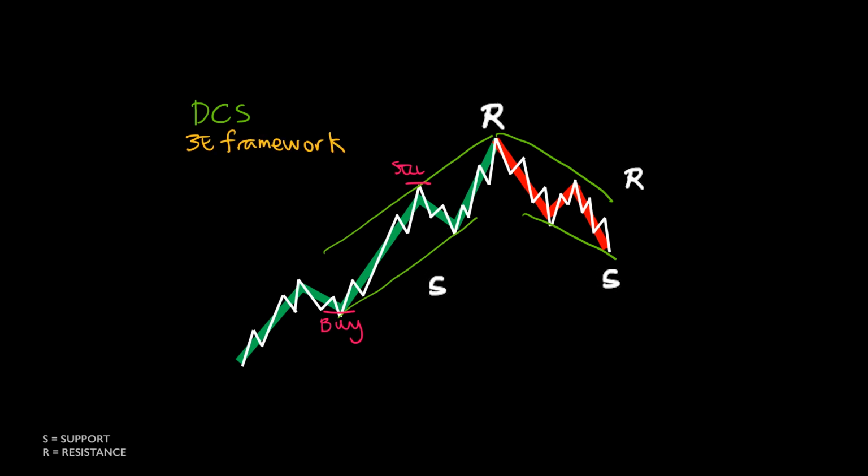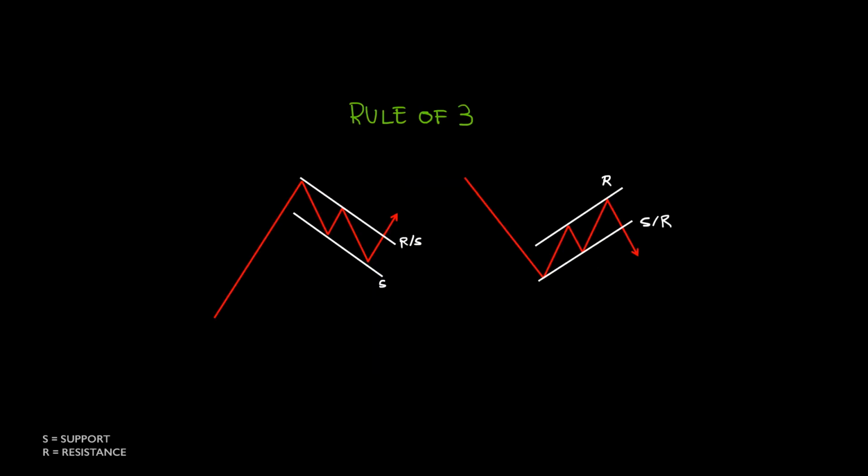The 3E framework essentially has two parts. The first part is what we will call the rule of three. What this simply means, and based on experience, we've discovered that price will break out 70 to 80% of the time on the third test of resistance. In the same way, we've discovered that prices will break down 70 to 80% of the time on the third test of support. Now, it's very important to note that for the rule of three to take place, you need to have adequate wind up.